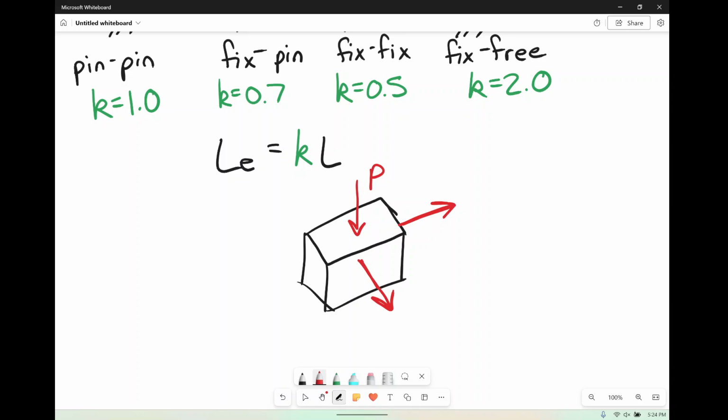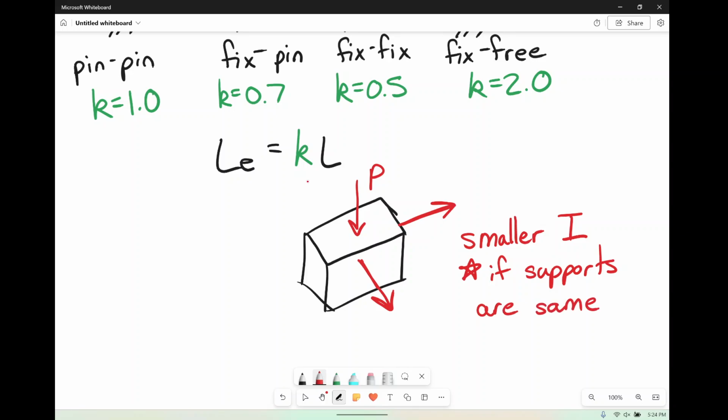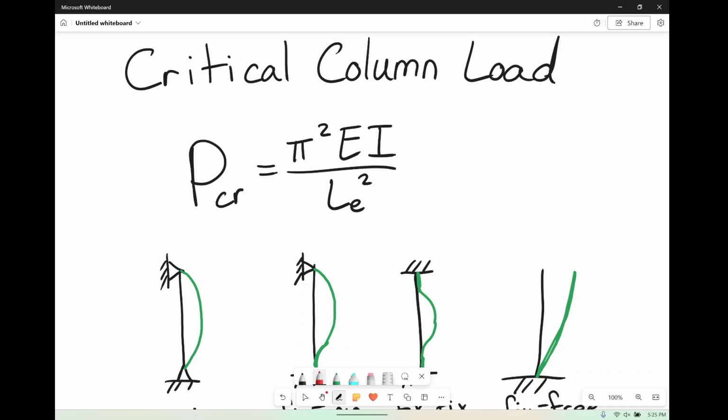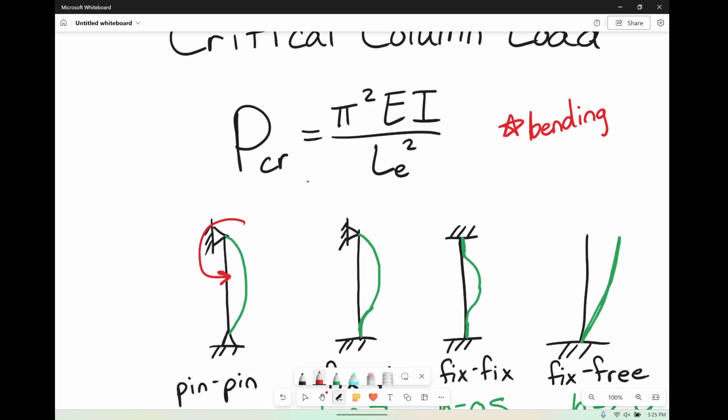Technically, if the supports were the exact same, then the smaller I will control. But that's only if the supports are the same on each side. If they're not the same, then obviously you have to check both. So the real question becomes, how do I know which I I'm supposed to be using for my P critical? And really think of it like bending, because effectively that's what's going on, right? It is bending. Just imagine you have a moment and it's bending.